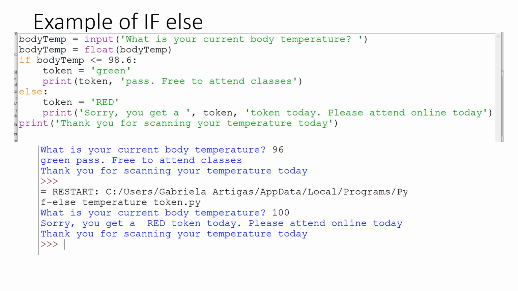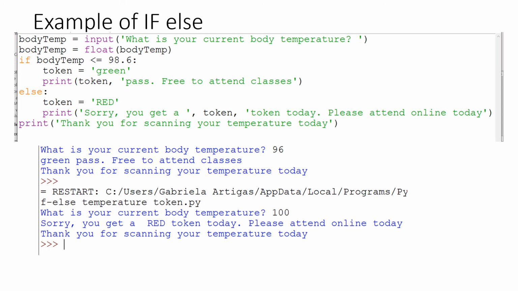Here I have my outcome with the temperature at 96 and my temperature at 100. So what is your current body temperature? 96. I get a green pass, free to attend classes. Thank you for scanning your temperature today. Alternatively, I run the same program, input in 100 for the temperature, and the program will say, sorry, you get a red token today. Please attend online today. Thank you for scanning your temperature today.